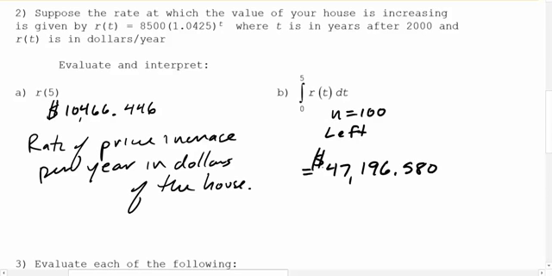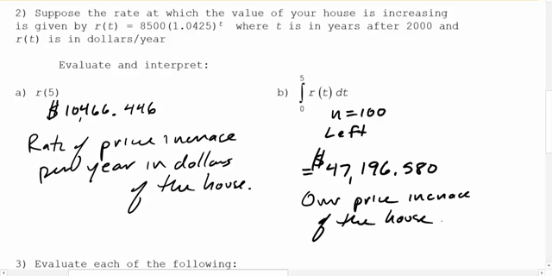So what does that mean? Be very careful. This is the integral from 0 to 5. What does that mean? It's the integral of the rate of change of the price of the house. The value of the house in 2005 has increased a total of 47,000. So for 5 years. It means that is the overall what? Overall price increase of the house from when to when? 2002, 2005. Yes.